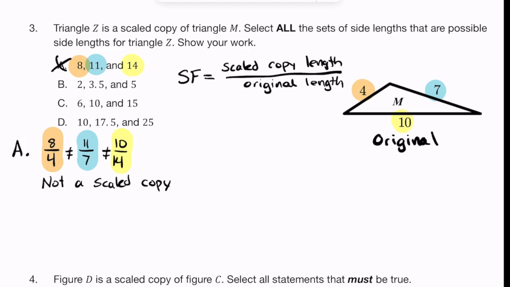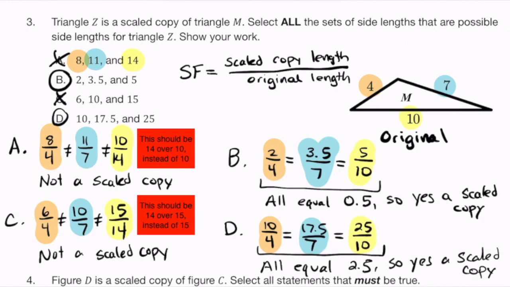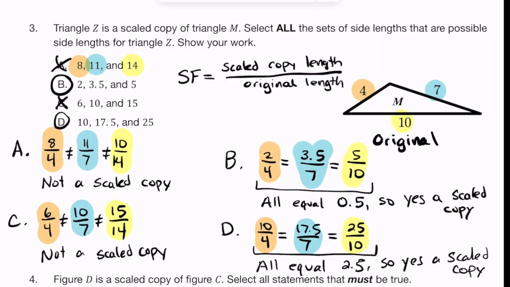So I'm going to do that fast, jump ahead, and then we'll see what happens. While I was editing this, I realized I made a mistake. In both A and C, those last fractions should be flipped. So it should be 14/10 and 15/14. But that's not going to actually affect the answer. Neither of them are scaled copies. So everything else is still true. Okay. All right. So you can see that the answer here is going to be B and D.